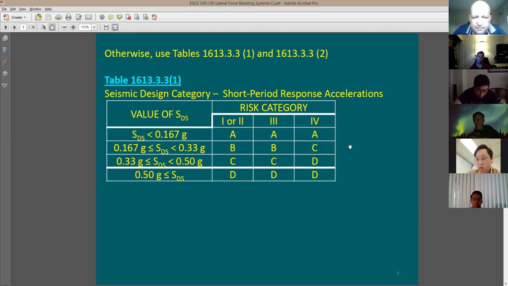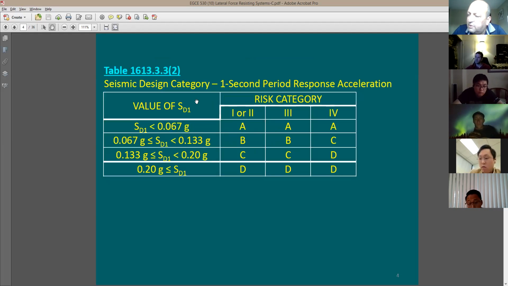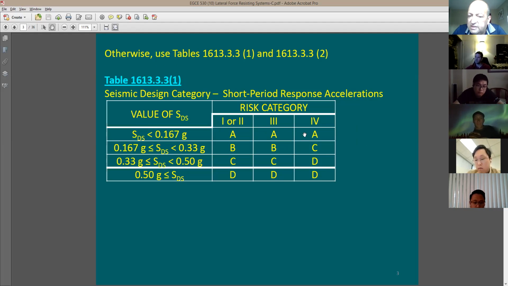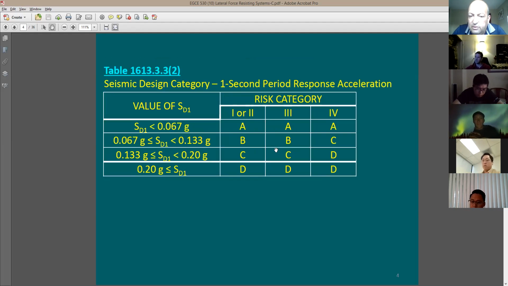Say, okay, good. Is this the only table? We can say no. Decide on the seismic design category based on SDS. Repeat the same thing with the SD1. In some cases, you do it with the SDS. Let's say that you get B. Now we do it with the SD1, you get C. Now which one is going to be controlling? It's going to be C.